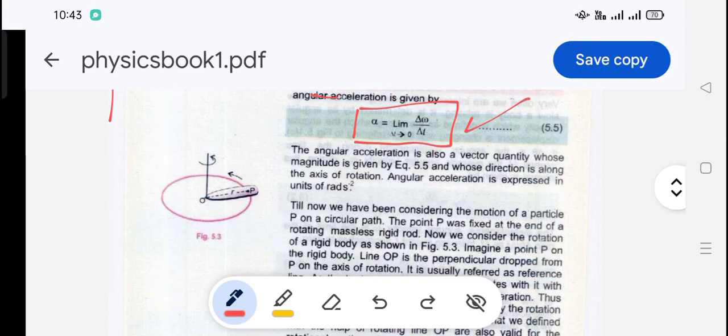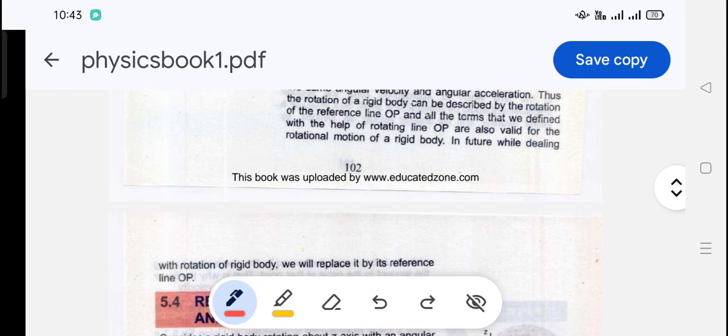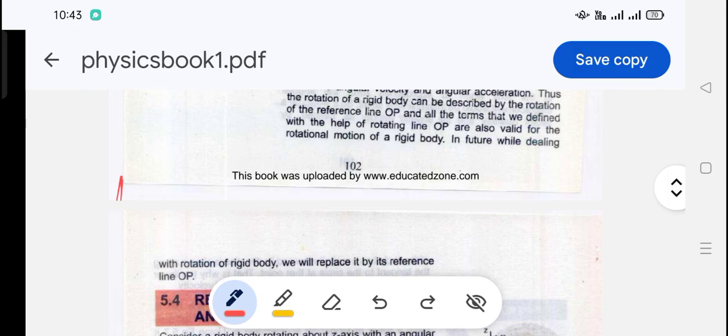The angular acceleration is also a vector quantity, whose direction is along the axis of rotation. Angular acceleration is expressed in units of radian per second squared. So those are the units of angular acceleration.